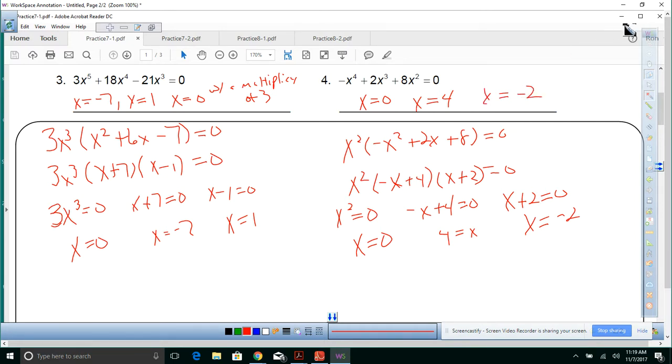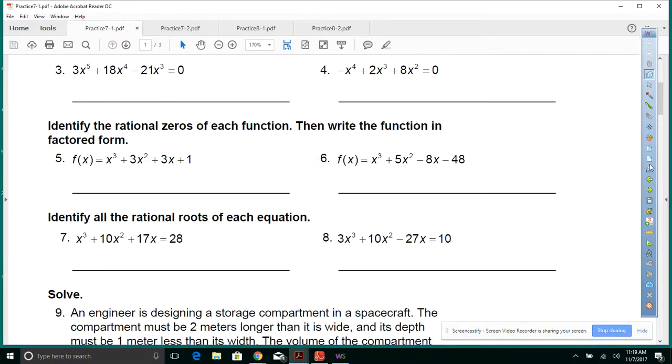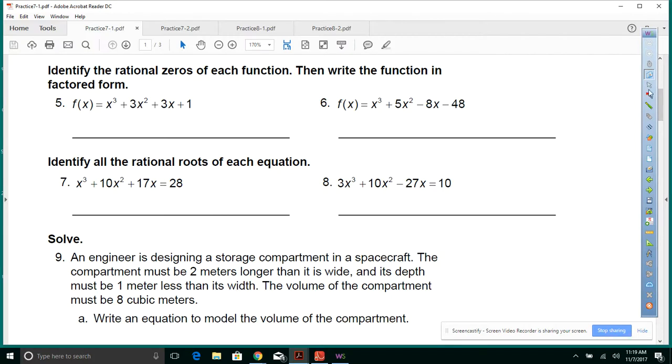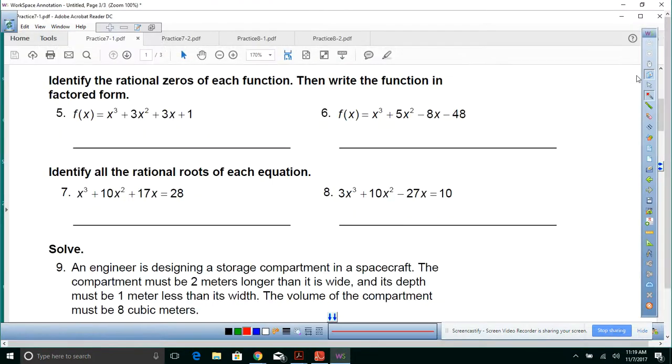Okay. Now, number 5 is a little bit different. And it says, identify the rational zeros of each function, then write the functions in factored form. So this may or may not have imaginary roots, but we're only interested in the real roots, the rational roots. Okay, so let's see here.